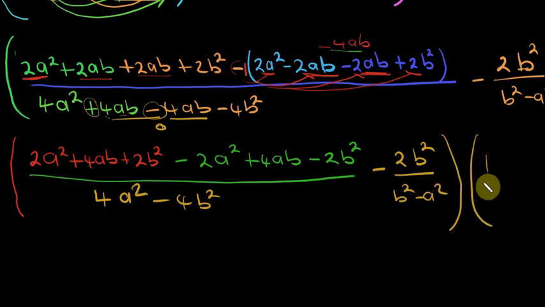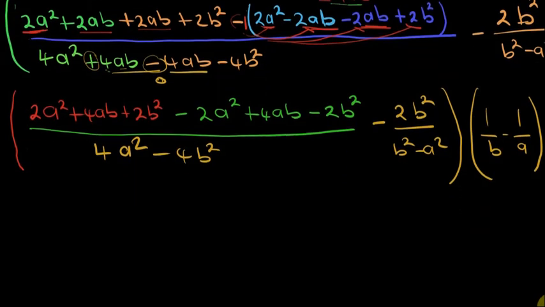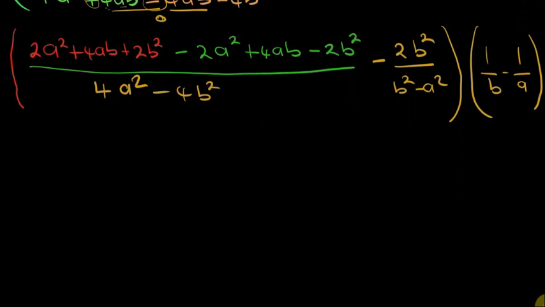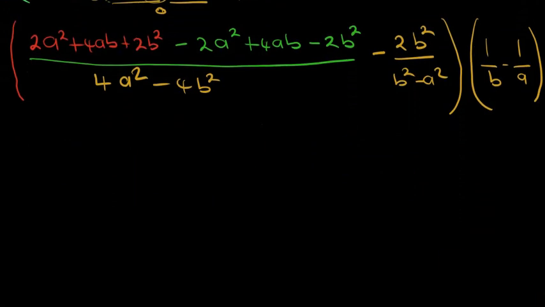Alright, 1 over b minus 1 over a, as it was. We haven't touched the second bracket yet. Now let's see if we can collect like terms here. Okay, 2a and 2a. If we add that, minus 2a plus positive 2a, that gives us 0.